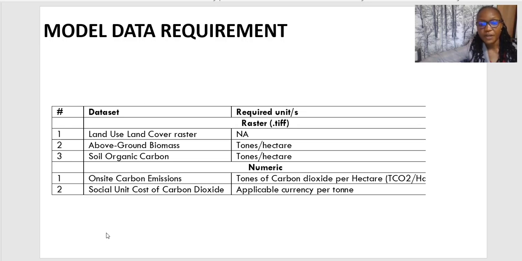The numeric values that you also need include on-site carbon emissions. It's an optional input if you have the data. If you don't have the data, you can leave it. And then we have the social unit cost of carbon dioxide, in applicable currency per ton. Could be US dollars, could be any other currency that you're using. But most of the ones that I've seen, normally the social unit cost of carbon dioxide is in US dollars, unless you convert it to your local currency.